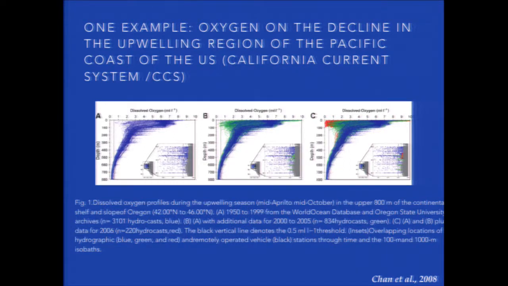And so this is a famous paper now detailing the change in the dissolved oxygen concentration. This is plotted in milliliters per liter off the coast of Oregon. So this is Oregon. This line here is the Newport line, so lots of observations there over time. This first panel shows you 1950 to 1999. The second panel adds the green, which goes 2000 to 2005, right? And then this last panel adds in 2006 in particular, right?